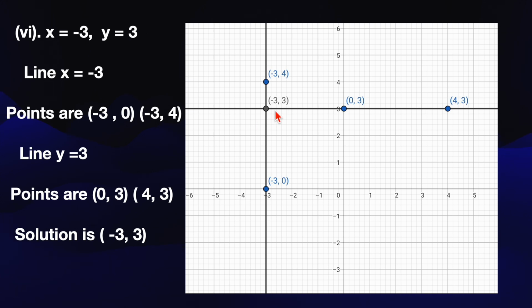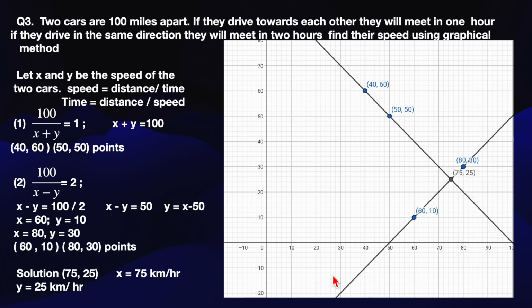Draw a line. They intersect at this point. Minus 3, comma 3. See here. Minus 3 and this is 3. So this is the solution.